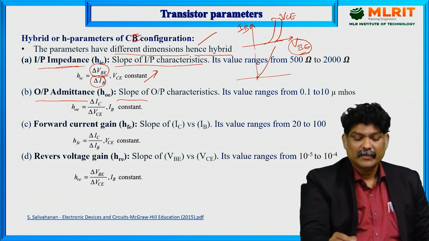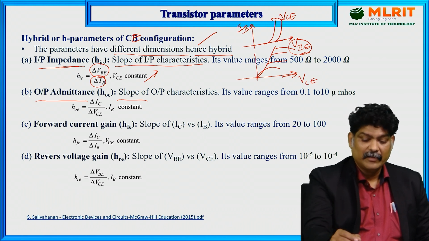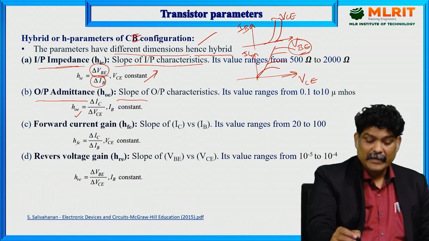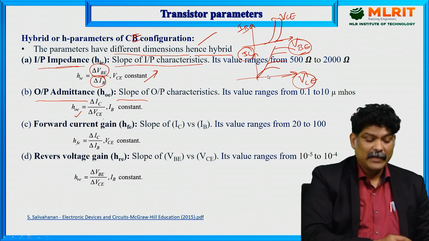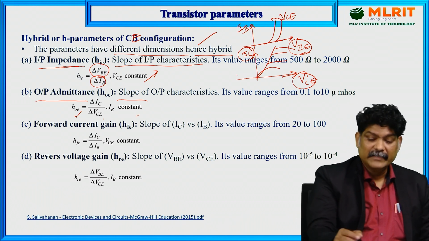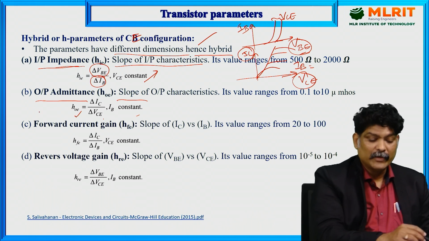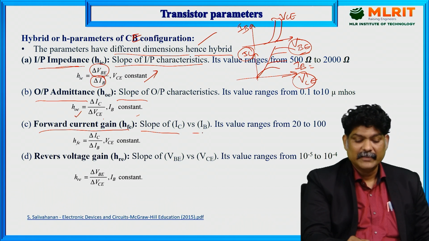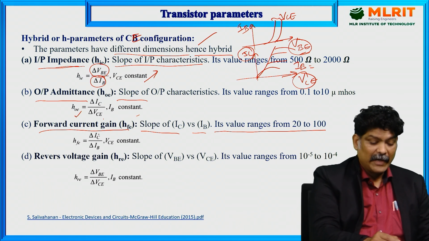Similarly, the output admittance HOE is the slope of the output characteristics of the common emitter configuration, with VCE on the x-axis and IC on the y-axis. HOE is delta IC by delta VCE for a fixed value of IB. Similarly, the forward current gain HFE is the slope of IC versus IB, and its value ranges from 20 to 100.